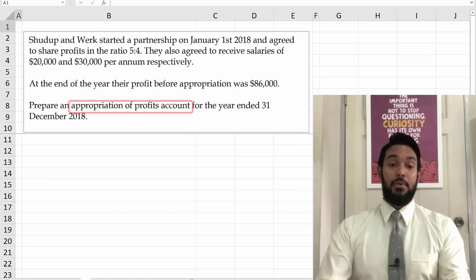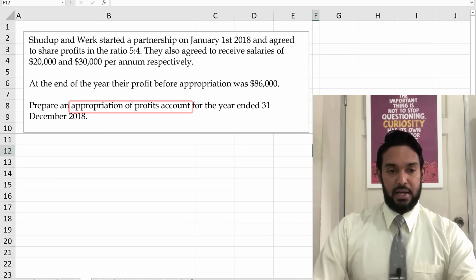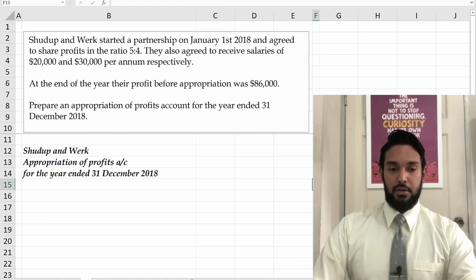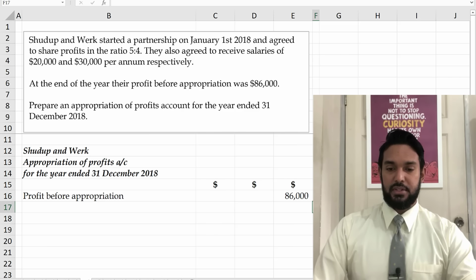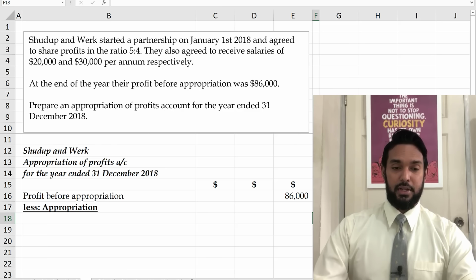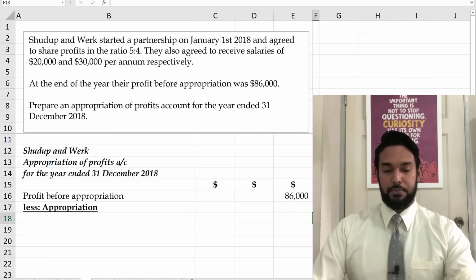So here we see another name, appropriation of profits account. So let's head it up. Shut Up and Work, appropriation of profits account for the year ended 31st December 2018. Dollar signs. Net profit before appropriation is 86,000. We're going to less appropriation. So here now we're seeing a heading that says less appropriation. It kind of sets the stage for, hey, look, this is how we're going to share up the profits or the earnings to the partners.